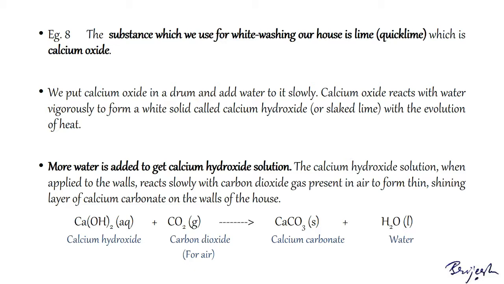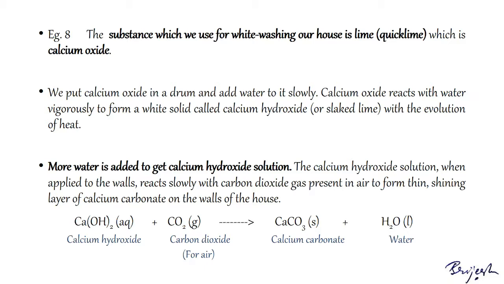The substance which we use for whitewashing our house is lime, that is quicklime, which is calcium oxide. I'm talking about application now. We put calcium oxide in a drum and add water to it slowly. Calcium oxide reacts with water vigorously to form a white solid called calcium hydroxide, that is slaked lime, with the evolution of heat. So it is an exothermic reaction. More water is then added to get calcium hydroxide solution. The calcium hydroxide solution is then applied to the wall of the house with a brush.